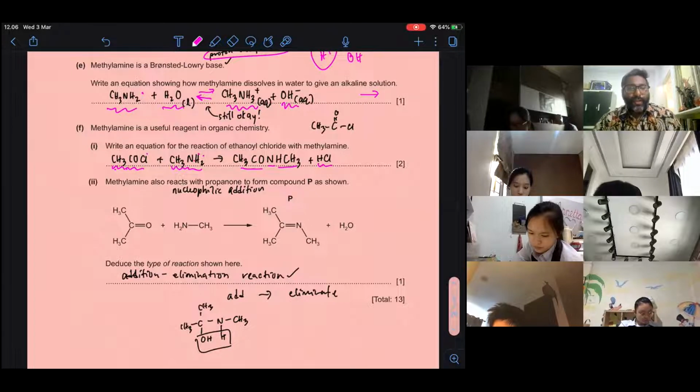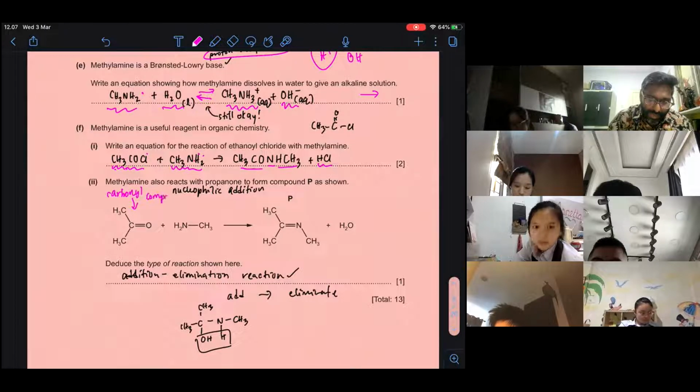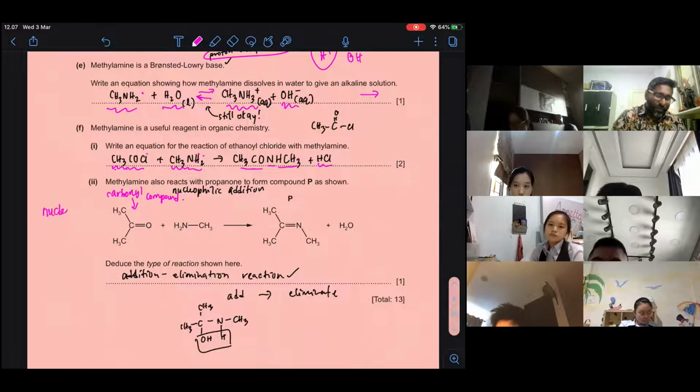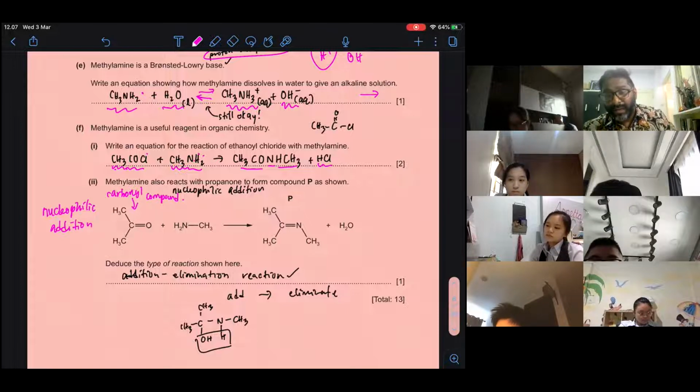Methylamine also reacts with propanal. This is propanal, a carbonyl compound. Now, by this time, because you are in A2, you should know that carbonyl compounds always have a mechanism of reaction, which is nucleophilic addition. That is something that will be playing in my head. Maybe they are asking about nucleophilic addition. But don't simply give your answer; you need to analyze properly.